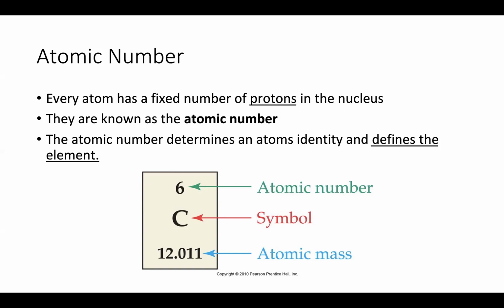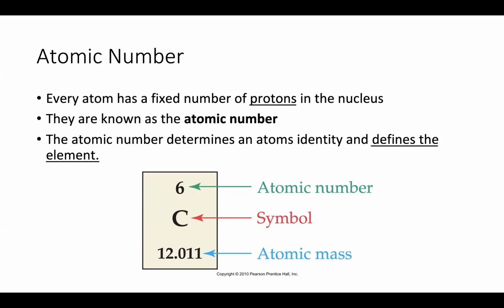This atomic number is unique to each element. There aren't going to be any with the same atomic number. Okay, and so the atomic number determines an atom's identity and it defines the element. All right, it tells us the number of protons in the nucleus.